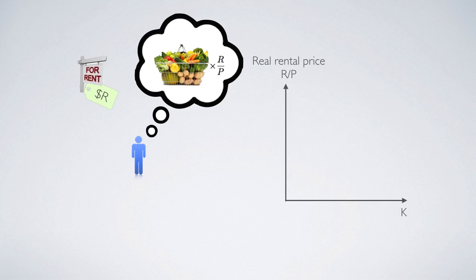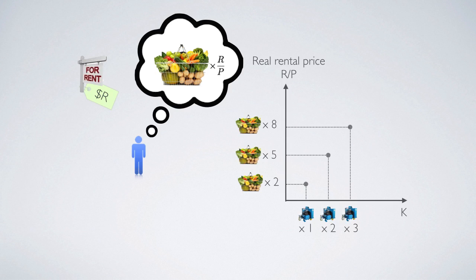Therefore, if we draw a graph like this, the horizontal axis is units of capital, and the vertical axis is the real rental price, R divided by P. Then normally you will see that if the real rental price is higher, the household would be willing to supply more units of machine to the market for firms to rent. However, this kind of positive slope capital supply may not reflect the situation our model really describes.